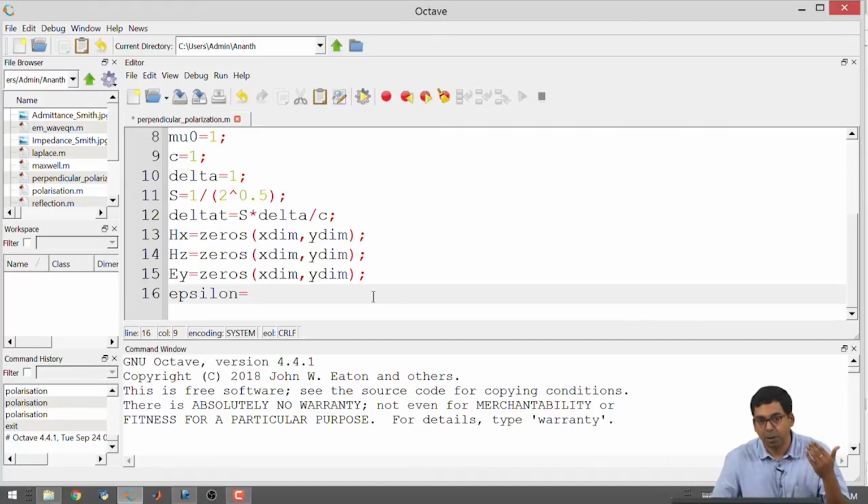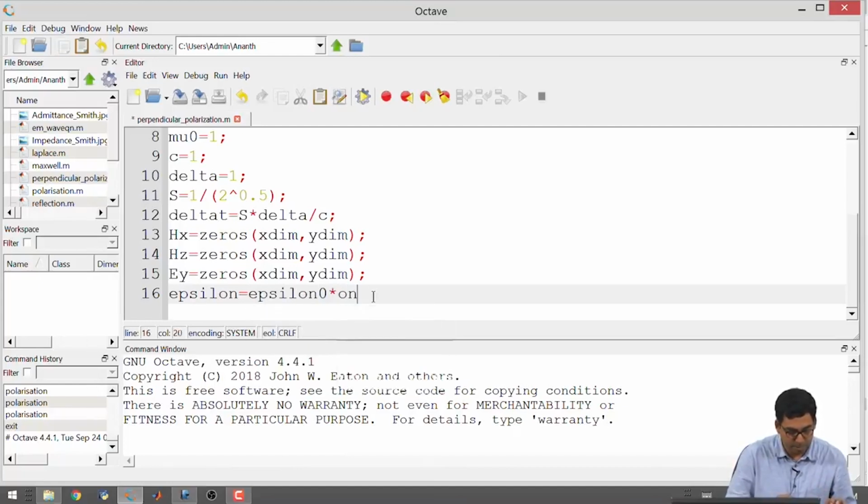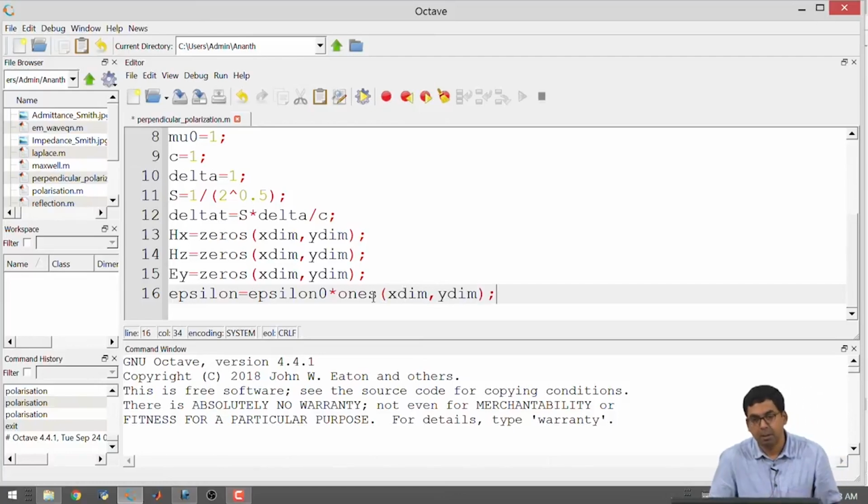We have put epsilon 0 equal to 1 and mu 0 equal to 1 prior in the program, but what I want to do is create a matrix. So, what I am doing here is epsilon 0 multiplied by 1s of x dim comma y dim. So, epsilon becomes a matrix with dimension x dim by y dim and it has 1s everywhere. We are starting with pure vacuum. Later on, if I want to change permittivity only on the right half or only on the top, only on the bottom, if I want to create multiple interfaces, I can always manipulate this epsilon.